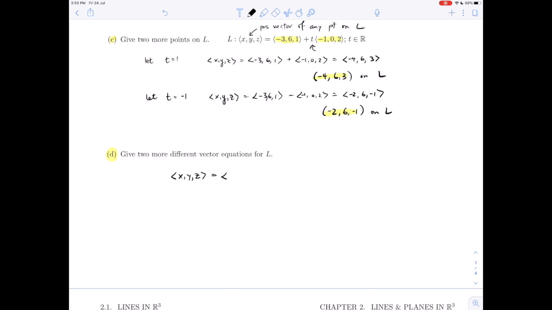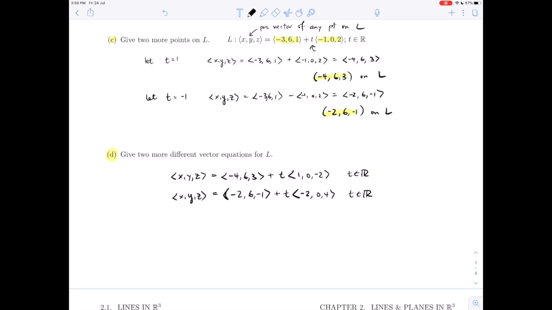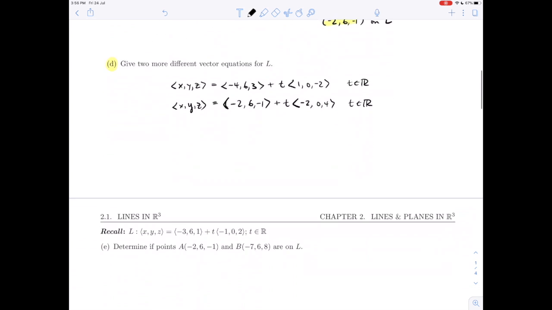This is to make you notice that vector equations are not unique. They're not unique. They can look actually quite different. So let's use the negative here. So 0, minus 2 for t in R. That's a valid equation for L as well. And so is this. If I use the other point that we just found, its position vector, minus 2, 6, minus 1 plus t times, I could use D, I could use any multiple of D. So let's do 2 times D this time. Minus 2, 0, 4 for t. And these are both valid equations for L. Okay, let's go on to the next.